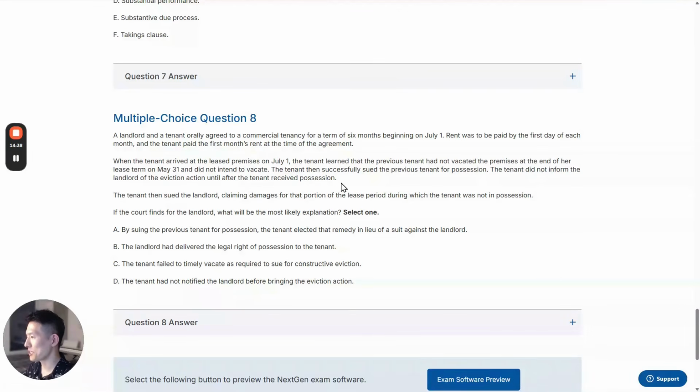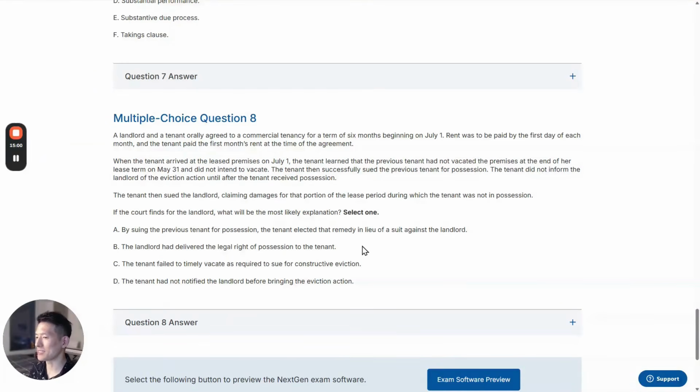There was no actual possession because the previous tenant was still continuing to stay there and intended to stay there even after the new lease term started on July 1st. So at first glance, it doesn't seem like B is the right answer. But we have to assume that the court found for the landlord for whatever reason.